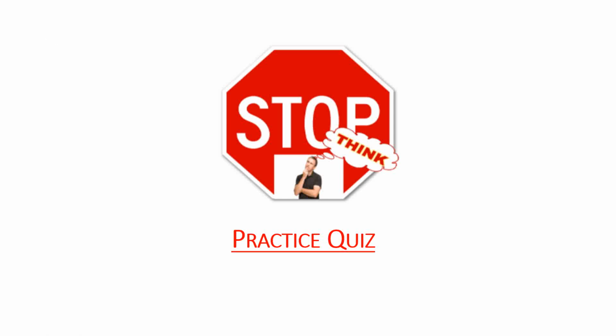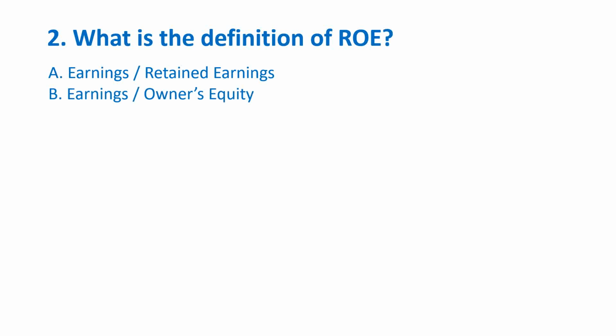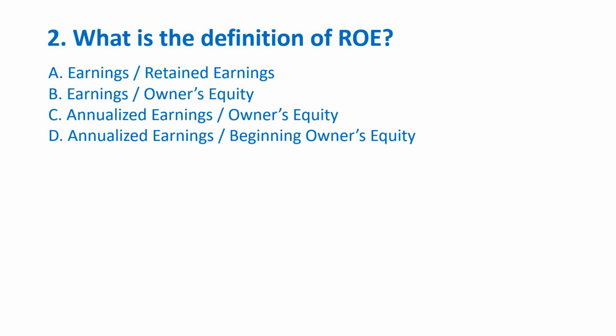Okay, let's stop and think about return on equity. What is the definition of ROE, return on equity? Is it earnings divided by retained earnings, earnings divided by owner's equity, annualized earnings divided by owner's equity, or annualized earnings divided by beginning owner's equity? Take a minute.